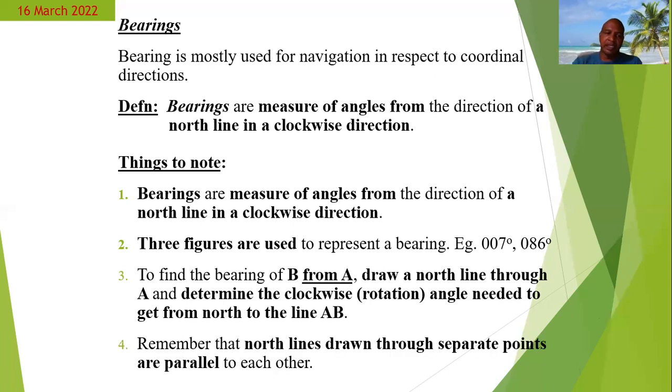So the next point is that remember that with north lines, you may have more than one north line depending on what the question is asking you for. But when you have more than one north line, you have to remember that these north lines are parallel. Does anybody know what it means for two lines to be parallel? Can somebody give me a description of parallel lines?